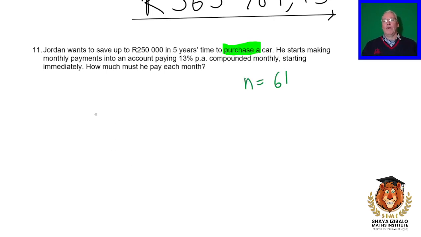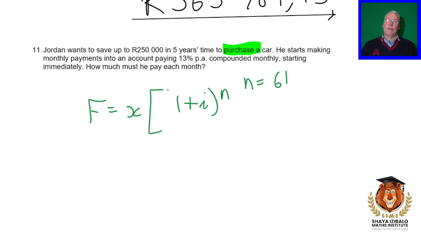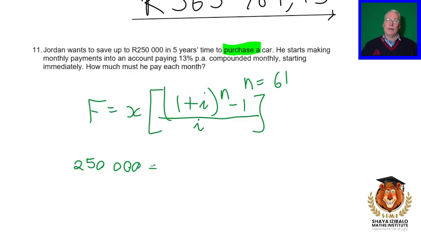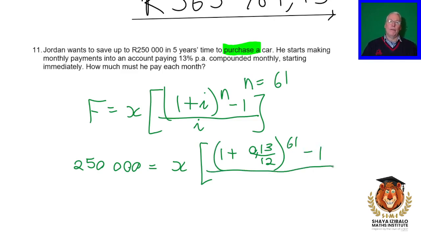Okay. All right. So here's our formula. F equals X, open brackets, 1 plus I to the power of N minus 1, over I. And we want this to be 250,000 Rand, equals X, 1 plus, the interest rate is 13%, but that's per annum, so I've got to divide by 12. They're going to be 61 payments, minus 1, over 13% over 12. And we want to know what X is.